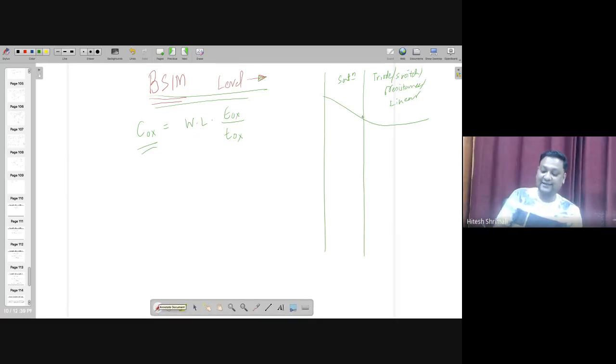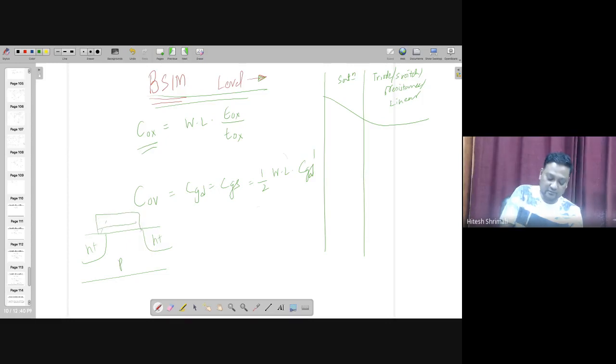But if you are in saturation or triode, these numbers will change. So what these numbers are saying is that these overlap capacitances CGD and CGS are actually half of the W by L times the CGD prime or CGS prime you are seeing. This is half because we assume that both sides have equal overlap. Because of equal overlap, it's half that has been approximated.